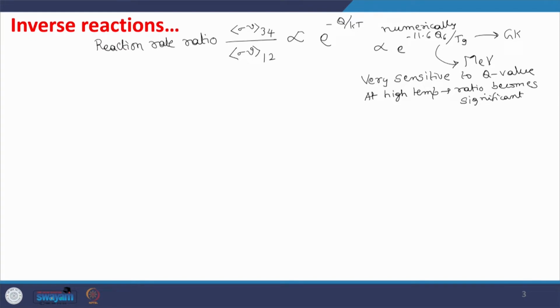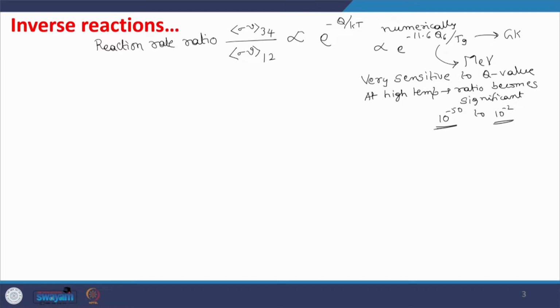If I start from 0.1 gigakelvin to 10 gigakelvin, the ratio ranges from 10 to the power of minus 50 to 10 to the power of minus 2. So, this signifies the role of inverse reaction at high temperatures. Now, we have seen the rate of the reactions in forward and reverse direction, right?